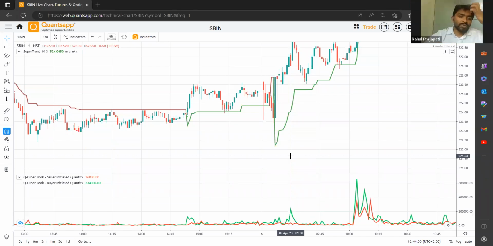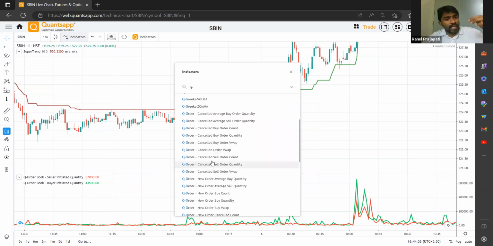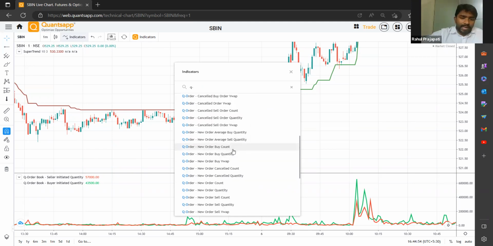If you just write Q hyphen, you can see there are a lot of indicators coming only from the order book. You can see Q order: cancel order buy quantity, cancel order count, buyer initiated, seller initiated, new order buy count, new order sell count. These are almost 33 analytics that we have. But you don't need to go and check all the indicators.